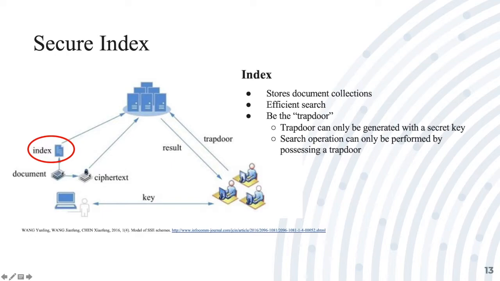In this implementation, the trapdoor function is the index. To search for a keyword, the database generates and sends a trapdoor for the keyword, which is used to run the searching operation and recover pointers to the appropriate encrypted documents. Two important conditions for the security of the index are, first, that a trapdoor can only be generated with a secret key. Second, the search operation can only be performed with the help of a trapdoor.